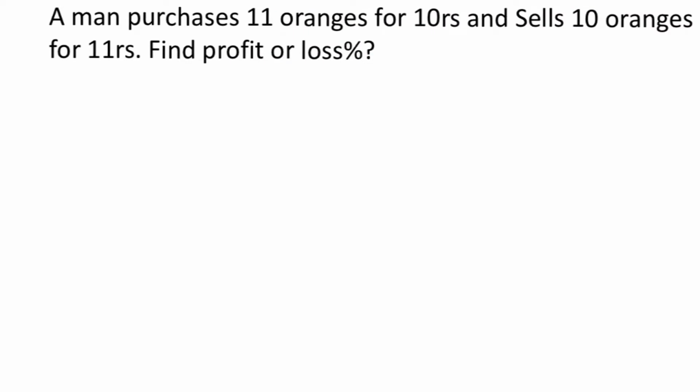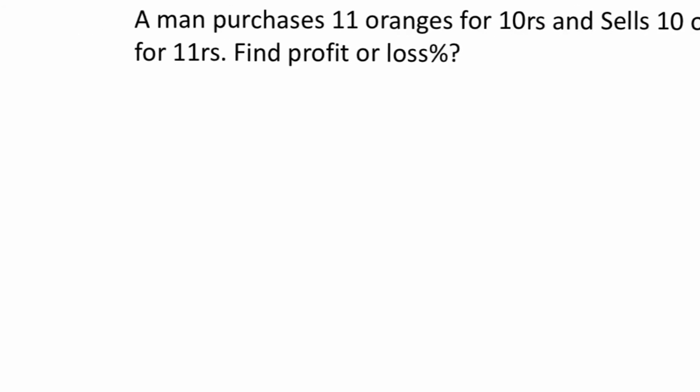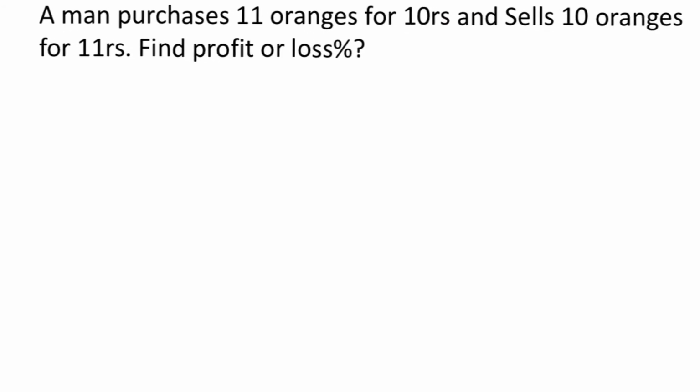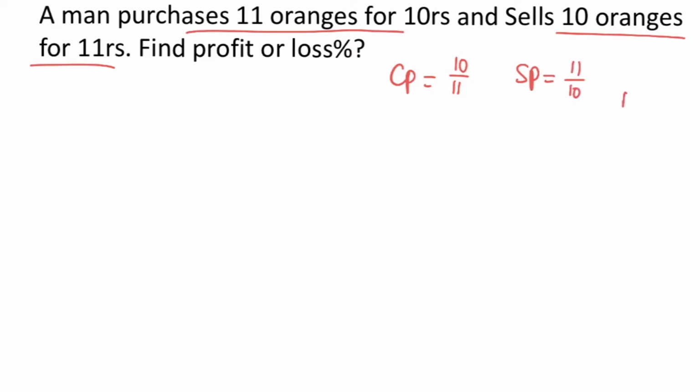A man purchases 11 oranges for 10 rupees and sells 10 oranges for 11 rupees. Find profit or loss percent. Purchasing 11 oranges for 10 rupees and selling 10 oranges for 11 rupees. So if he is purchasing 11 oranges for 10 rupees, the cost price of 11 oranges is how much? 10. So each orange cost price is 10 by 11. And coming to the selling price of 10 oranges is 11. So each orange selling price is 11 by 10. From there you can find profit percent or loss percent.